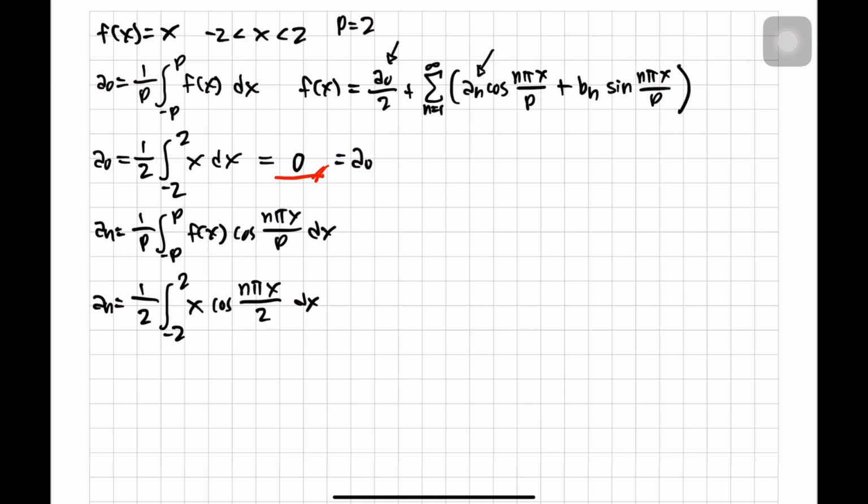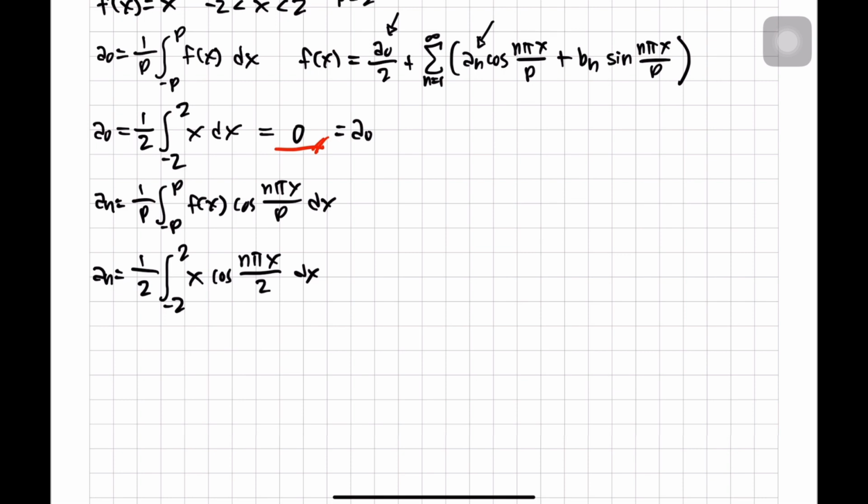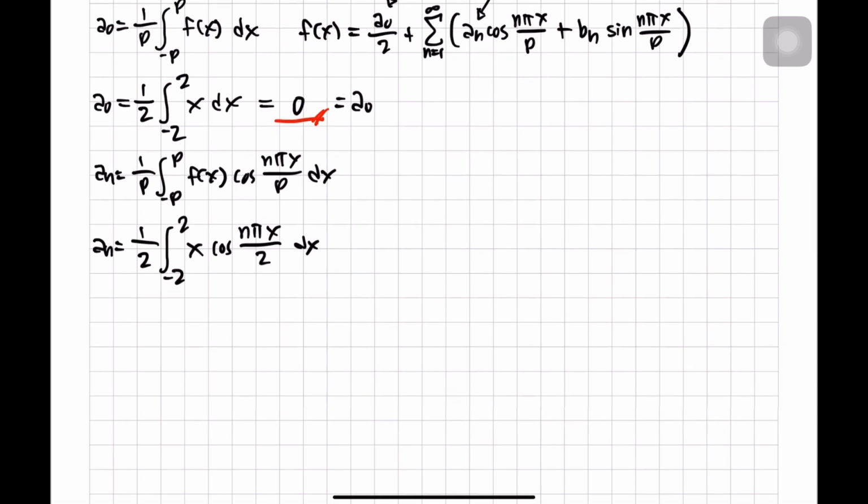Okay, in this part we have two x's, so we need to use integration by parts, right? Integration by parts: the integral of u dv is equal to uv minus the integral of v du. So our u here is x, our du is dx, and our dv is cosine n pi x over 2 dx, and then we'll integrate that.